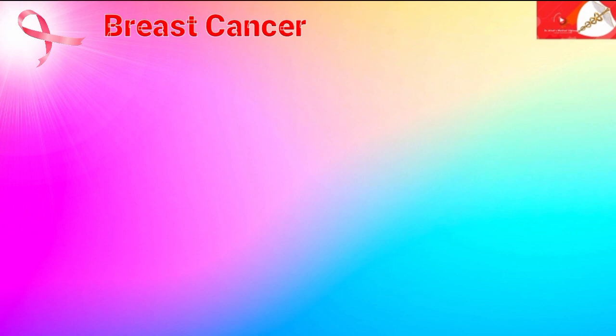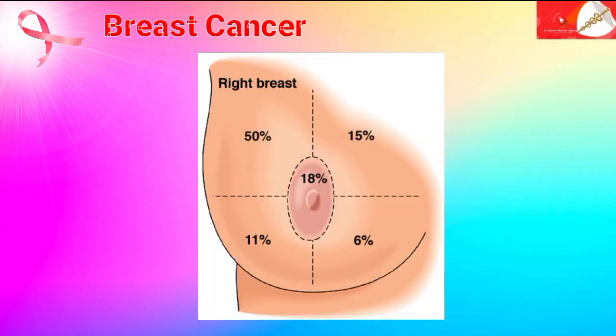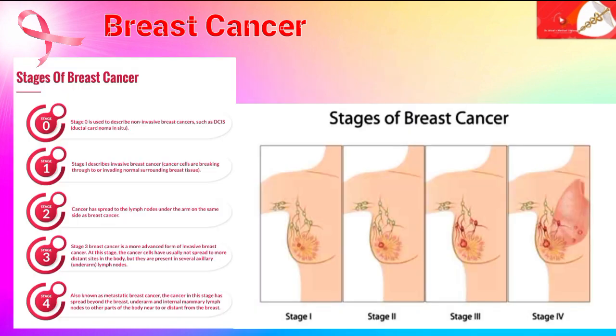The breast can be divided according to the percentage-wise occurrence of cancers: superior lateral 50%, superior medial 15%, inferior lateral 11%, and inferior medial 6%. Breast cancer can be categorized according to a staging system. Stage 0 is limited to DCIS. Stage 1 is small cancer less than 2 centimeters in diameter, with no axillary or distant disease. Stage 2 is large cancer, ranging from 2 to 5 centimeters in diameter, or there is axillary node involvement.